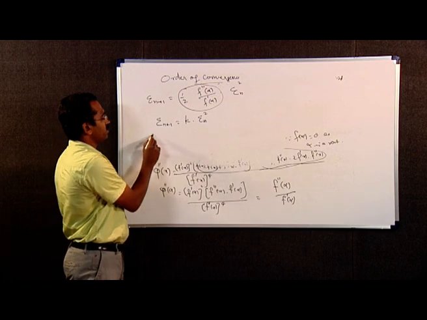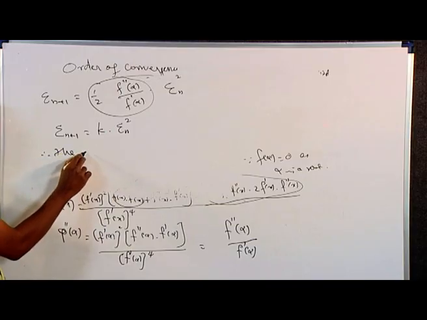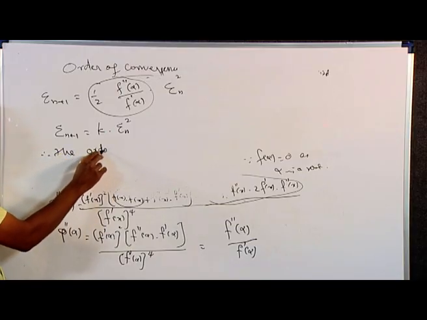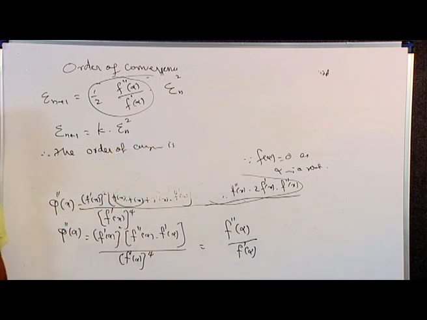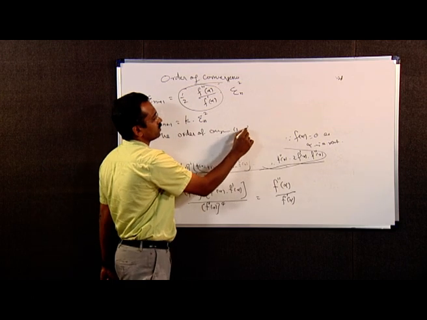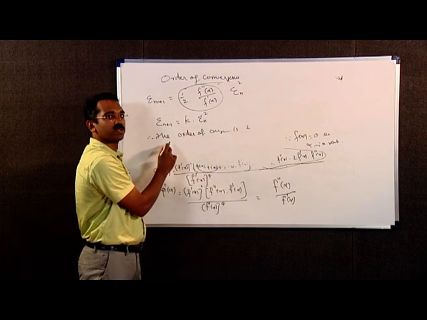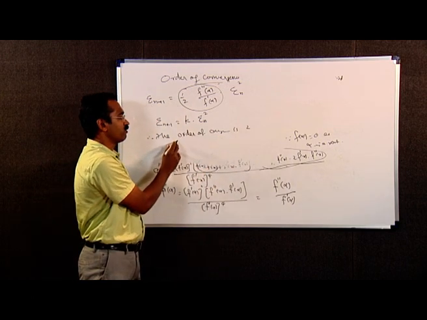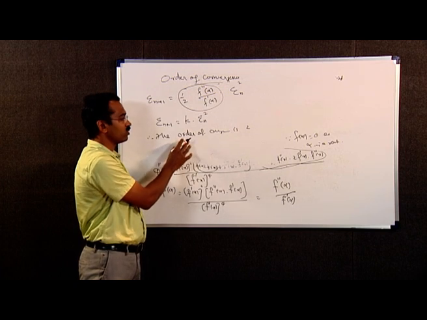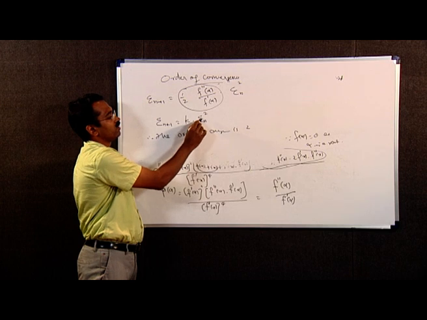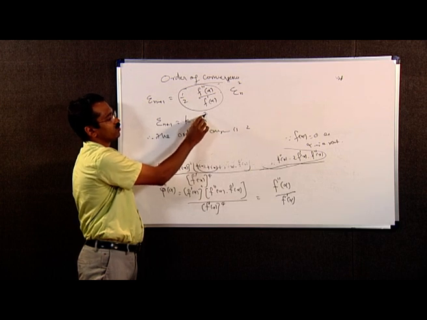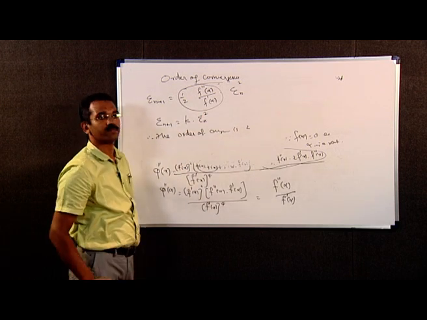Therefore, the rate of convergence, the order of convergence for the Newton-Raphson method is 2. That is, the Newton-Raphson method is of quadratic order. We can conclude the Newton-Raphson method is of quadratic order because here the square happened.